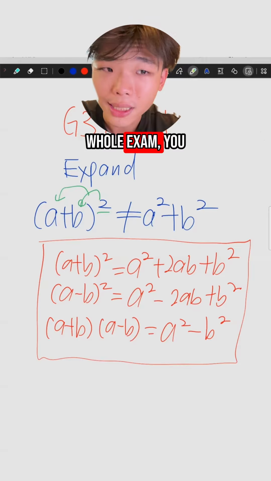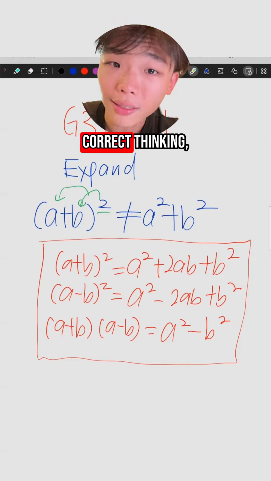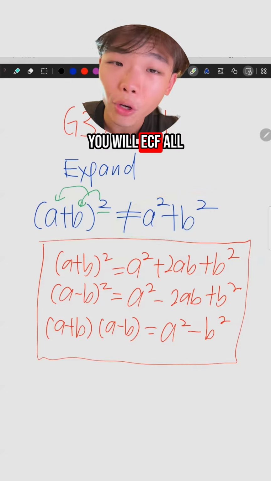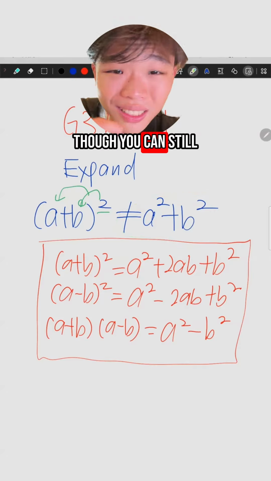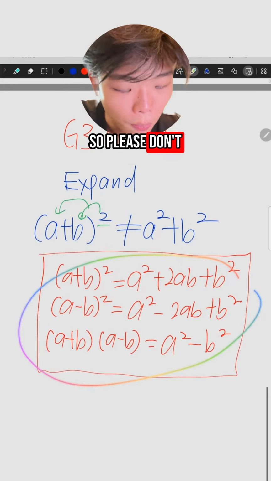And imagine the whole exam, you make this mistake in part A, and even though in part B, part C, part D, you are using the correct thinking, the correct values, because you get this wrong value, you will ECF all the way and fail the question, even though you can still get some small marks here and there. But overall, you will still fail the question. So please don't make this mistake.